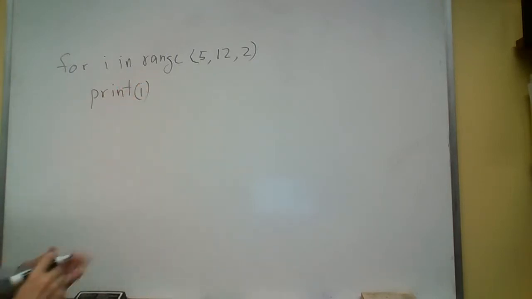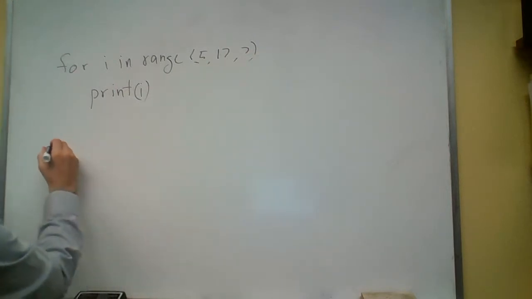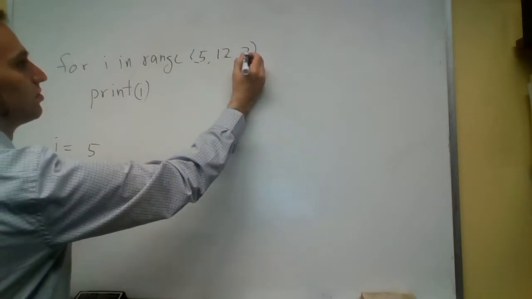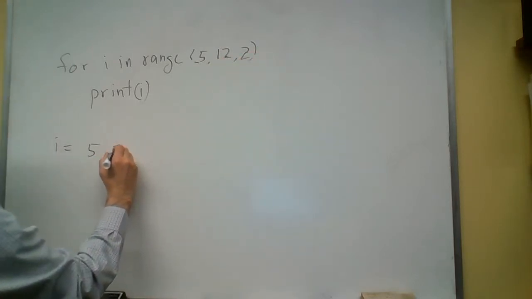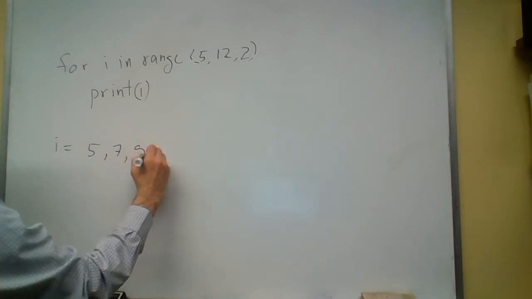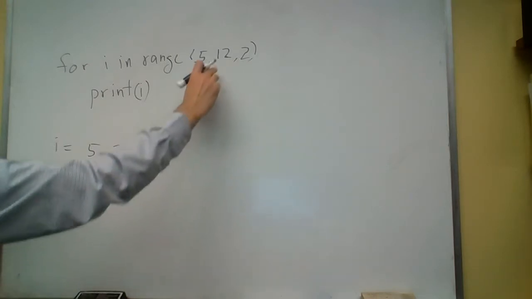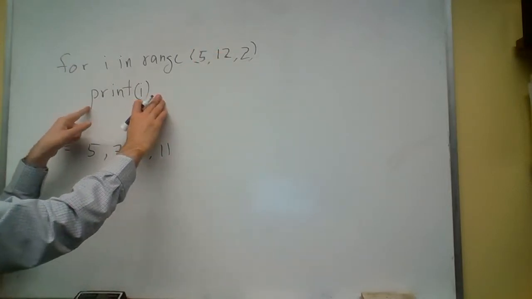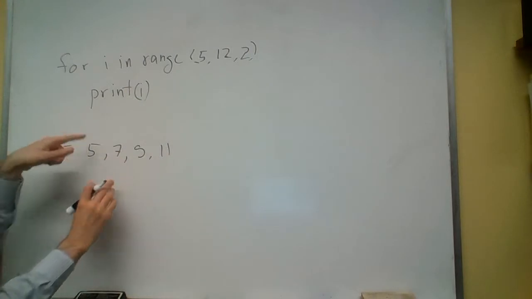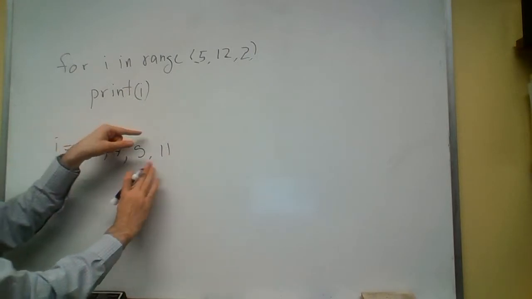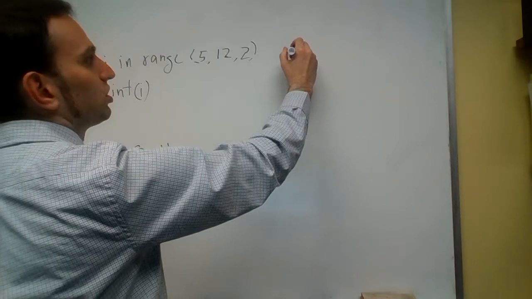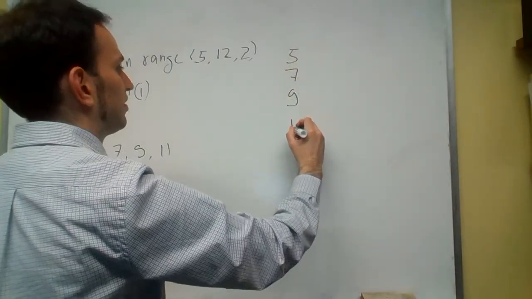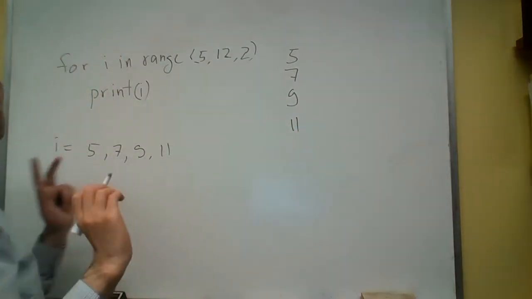every time. So what does this mean? It means set I to 5, and then to 7 and then to 9 and then to 11, not to 13 because that would be overshooting 12. And then print I every time. So repeat this statement, but the I is going to be 5 and then 7 and then 9 and then 11. So that means that the output is going to be 5 and then 7 and then 9 and then 11. That's all this loop does.